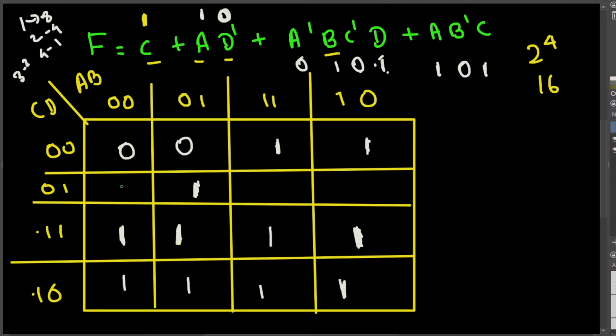This is 0, this 0, 0, 0. And that's how you can draw a K-map from the expression given.